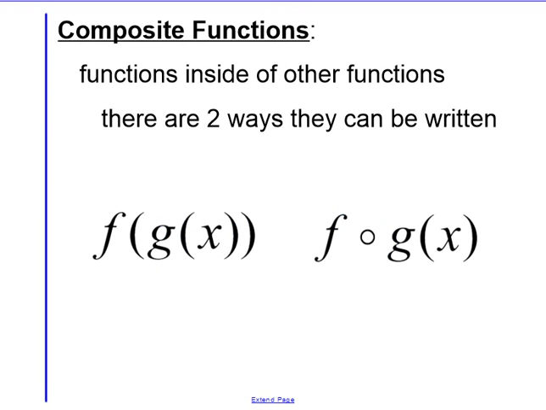Now functions can get plugged into functions, and they get written down two ways. These are called composite functions. One way that you write a composite function is with multiple parentheses. Here's how you say the first one: f of g of x. What it means is you're going to have to plug something into the x's for the g. Then whatever you get, you plug into the x's for the f. So work from the inside out.